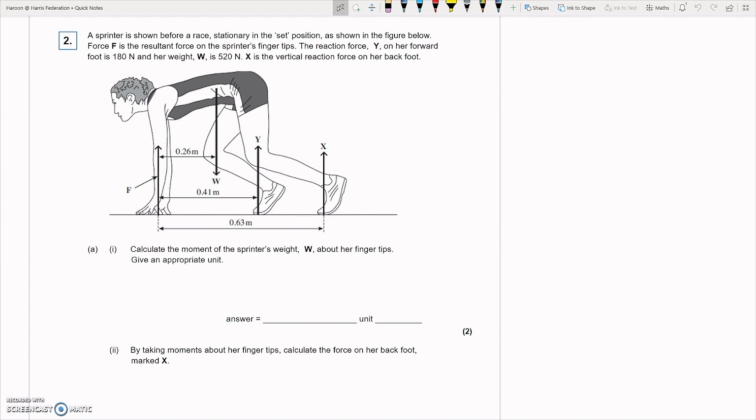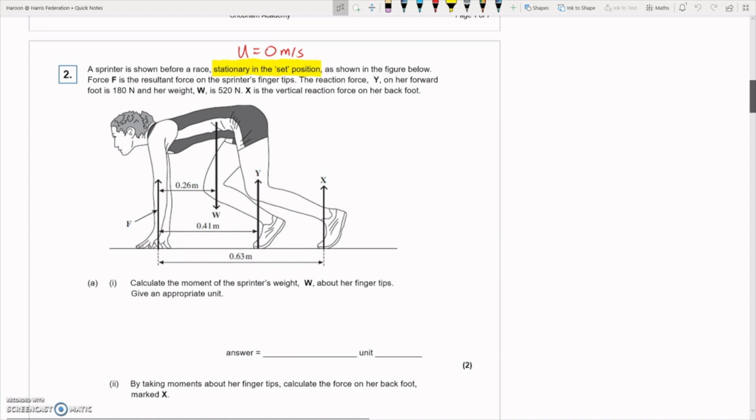So a sprinter is shown before a race, stationary. That's important in the set position. Now when it's stationary, what does that mean? That means that my initial velocity is 0 meters per second. So that's a key bit of information that I want to have there.